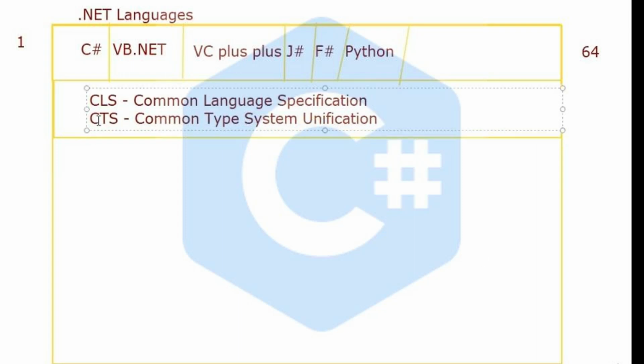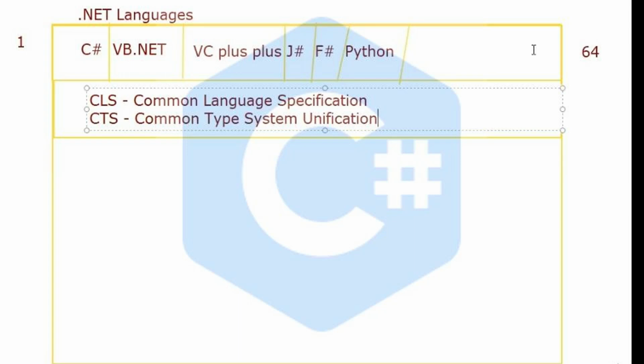CLS will talk about syntax and semantics. Syntax is nothing but your grammar; semantics is nothing but your meaning. For example, how an if block should look, how a for loop should look, that is syntax. The meaning, that after if only else should come, is semantics. These two, CLS and CTS, decide the standard of a programming language. Since we have lakhs of programming languages, we support only 64, because a language should meet a certain standard; then only we can allow it.